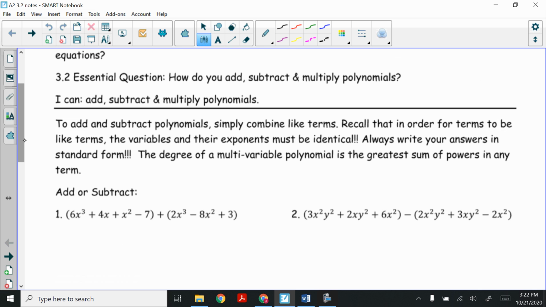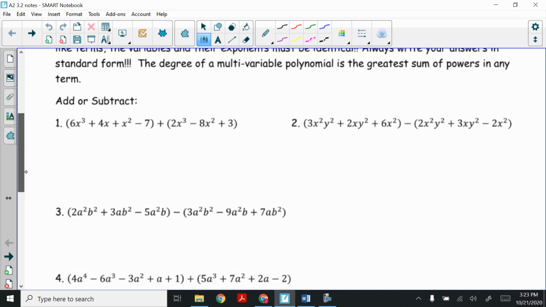Okay, these are nice and easy. You simply combine like terms. Recall that in order for terms to be like terms, the variables and their exponents must be identical. You will always write your answers in standard form. The degree of a multivariable polynomial is the greatest sum of powers in any term. All right, so we're going to add or subtract.